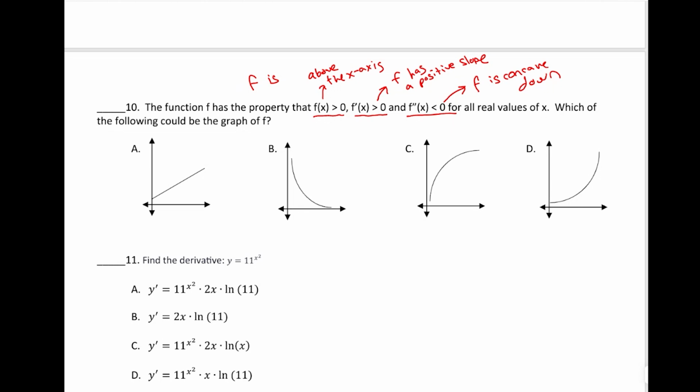So let's look at graph A. It is above the x-axis. Okay, so we got our first check. We need 3 checks here. Has a positive slope, but it's not concave down. Okay, this is linear. So yeah, this is not concave down at all.